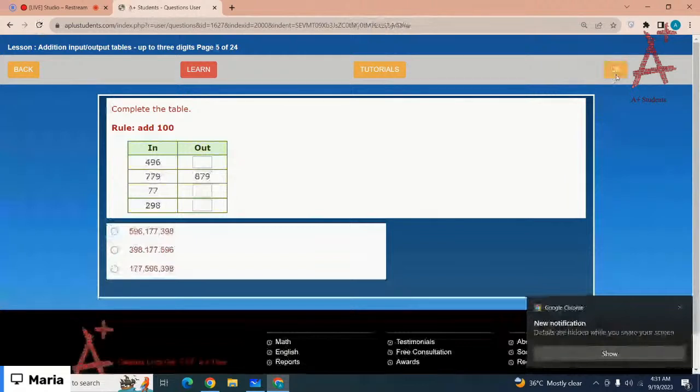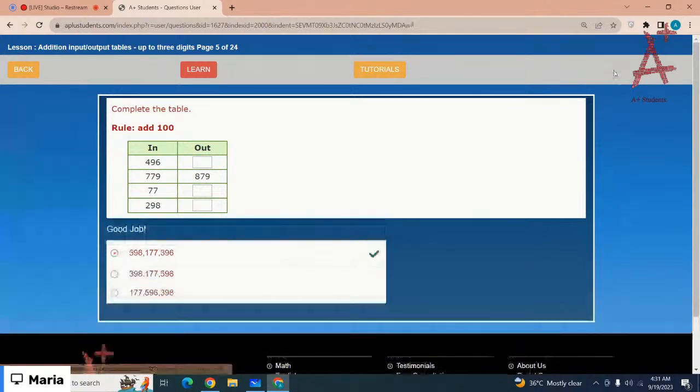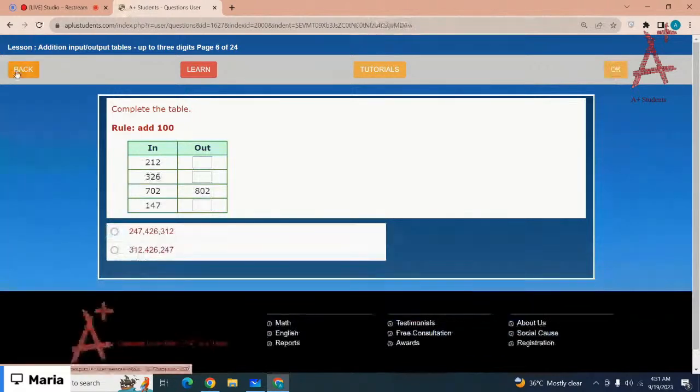Okay, complete the table. You have to add 100. So which is the correct option? You have to add 100 to each input value. So it would be 596, 177 and 398. Option number one is the correct option, right? Okay, you can complete the lesson by yourself later today. Let me just move on to the next lesson.